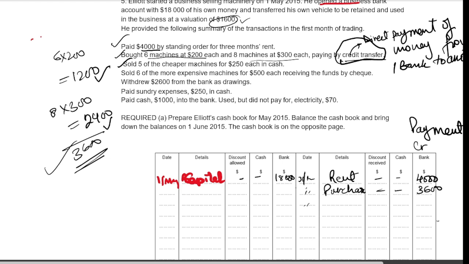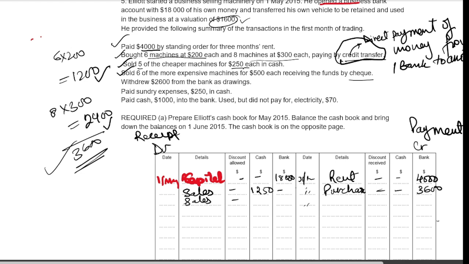Next, sold 5 cheaper machines for 250 each. So 5 times 250 is 1250. So it's sales, which means receipt is on the debit side. So sales, and you'll receive the cash, so in the cash column you have to mention it. Next is sold 6 of the more expensive machine, 500 each, received the fund by check. You received a fund, again the sales happen, so sales.